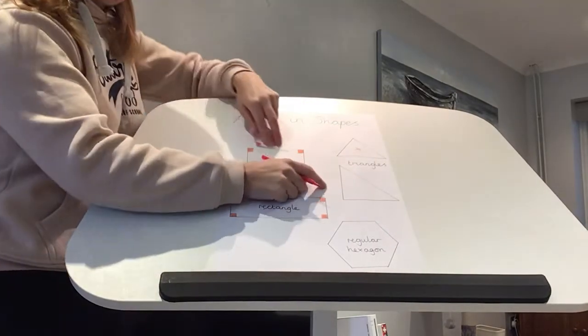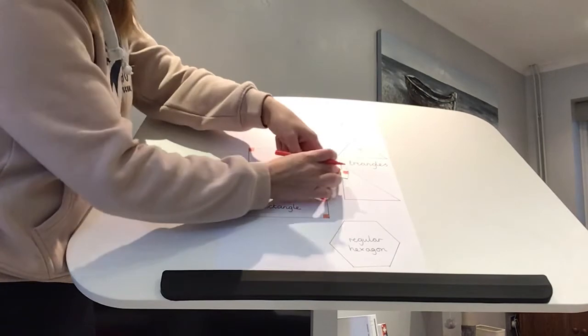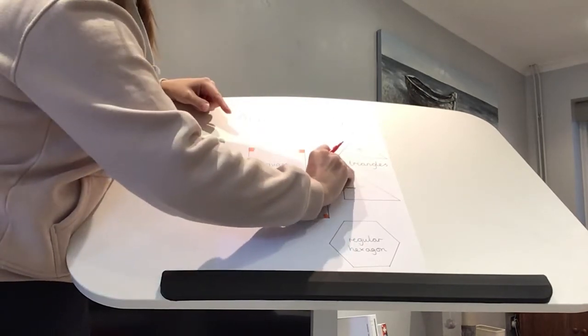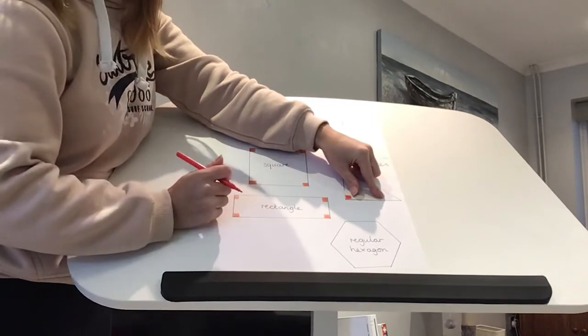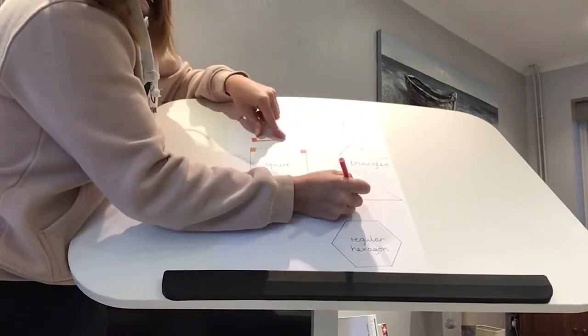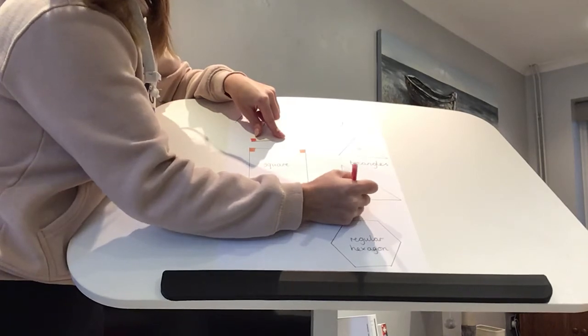But if I look at this triangle, again, that one's smaller. That one is smaller. However, this one does have a right angle, because triangles can all look different. As long as it's got 3 sides, it is classed as a triangle.